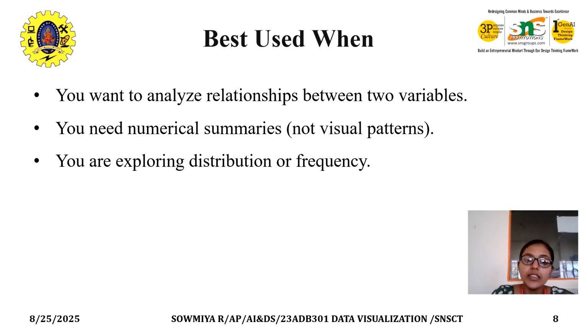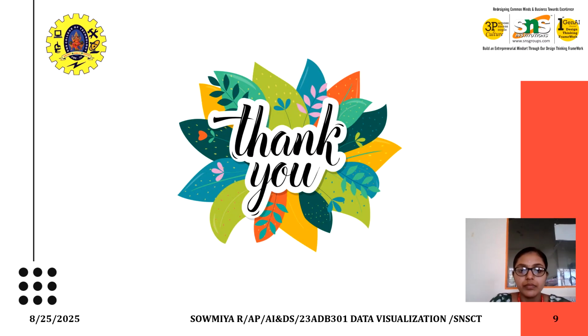Trellis is like seeing multiple photo albums arranged by event, and crosstab is like a ledger showing how many photos you took in each event.